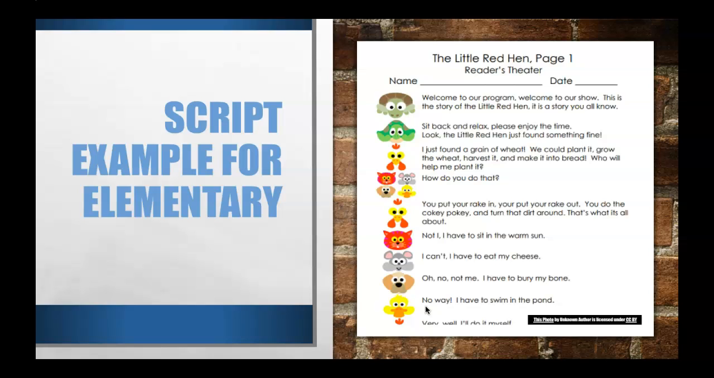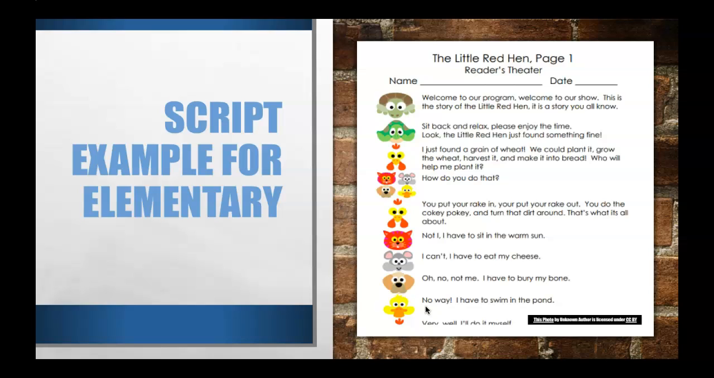Okay, make sure that when you were looking over this, you noticed that instead of names, the characters have faces to describe who is doing what. So the first one is a turtle, and he says, "Welcome to our program. Welcome to our show. This is a story of the Little Red Hen." It is a story you all know.